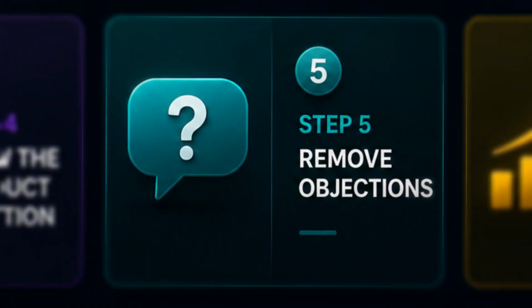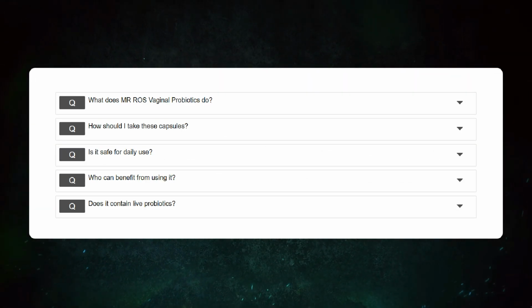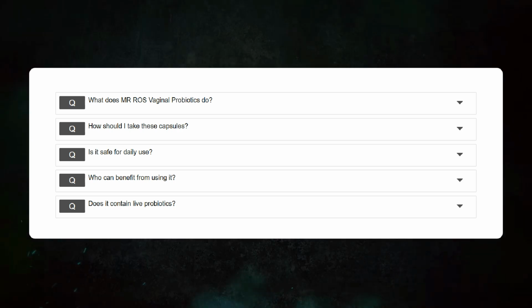Step number 5, remove objections. Almost every shopper has questions before buying. Will this fit? Is it compatible? How do I use it? How long does it last? Instead of making them search through reviews, answer those questions using the Q&A module. The fewer doubts they have, the easier the purchase decision becomes.